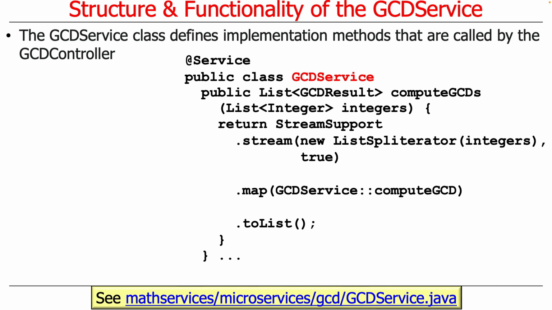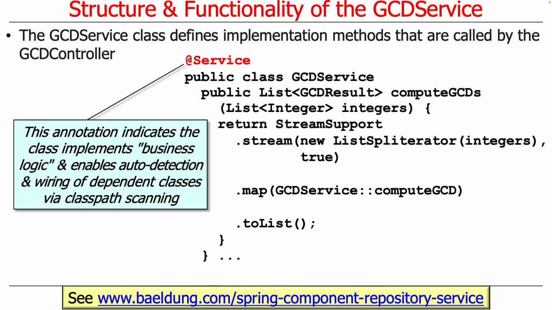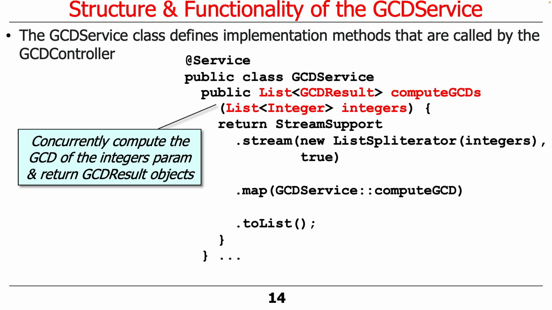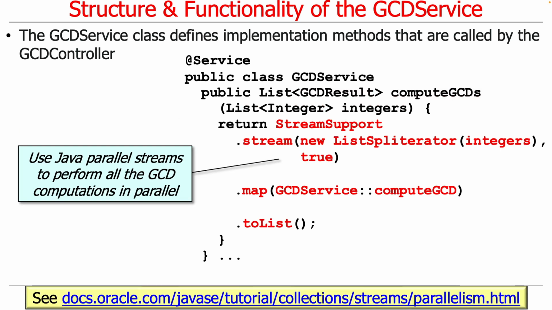The GCDService is super simple. It uses the types that are passed to it from the GCDController. It's annotated as a service. It takes in a list of integers. And it does some interesting stuff here. We're going to take a closer look at this when we look at the source in a second.